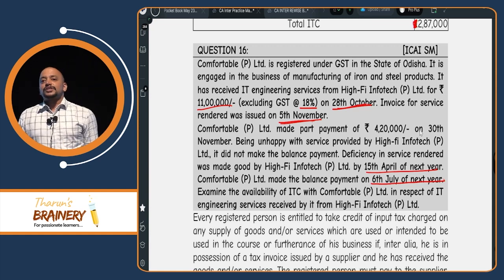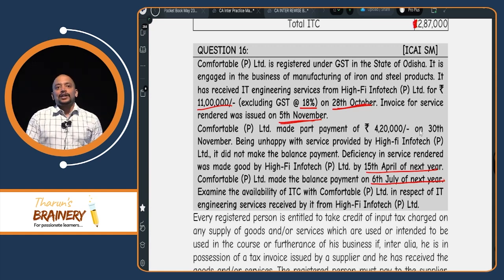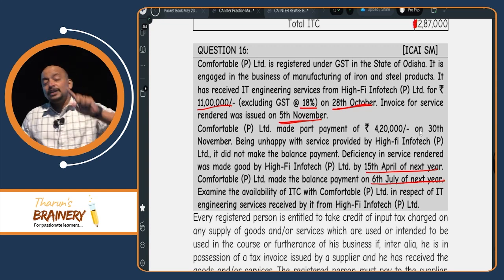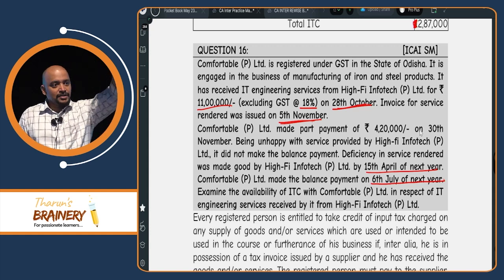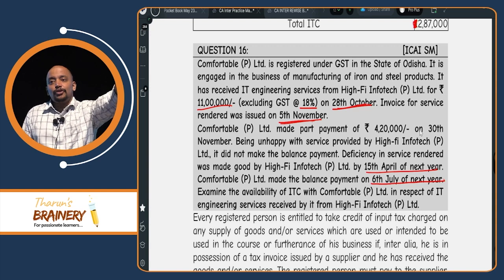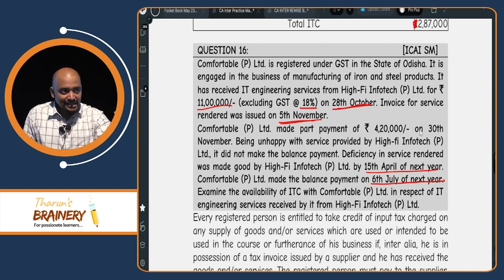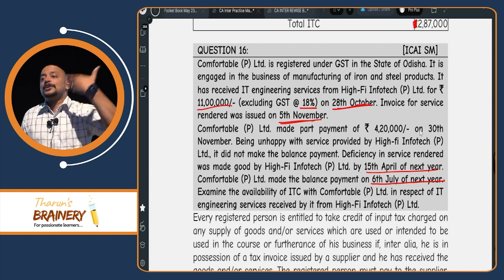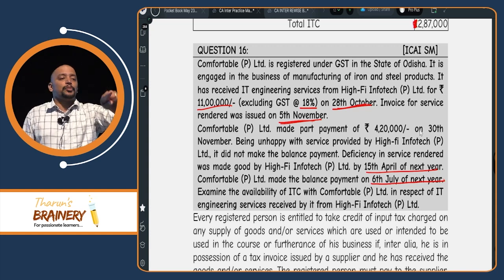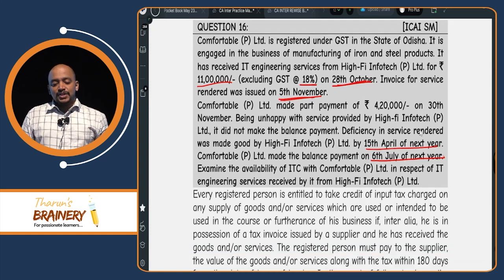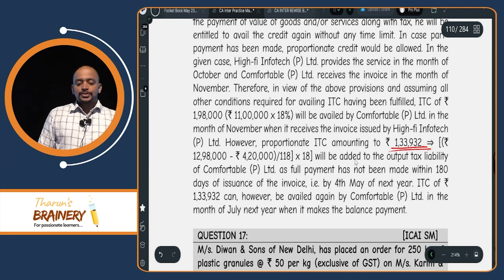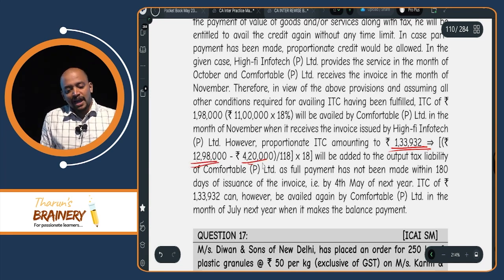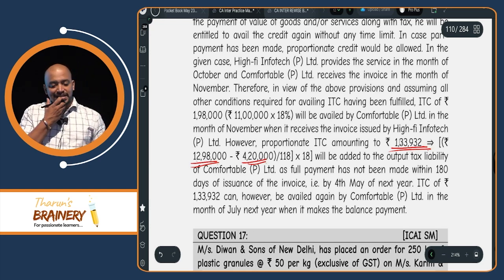So therefore, whenever you are taking 4,20,000 inclusive of GST, the total value also needs to be inclusive of GST. So 11 lakhs plus 18%. So total minus 4,20,000. That difference is the amount which we did not pay. In that amount, what is the tax component? Into 18 by 118, that is 1,32,932 we need to reverse. Understood, pa? So 12,98,000 minus 4,20,000 into 18 by 118, 1,32,932 we need to reverse as ITC.